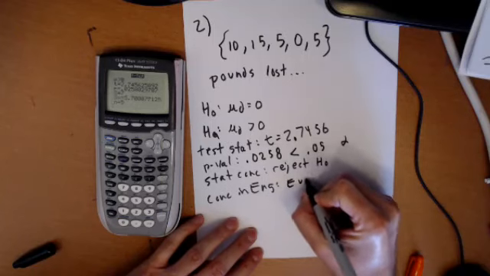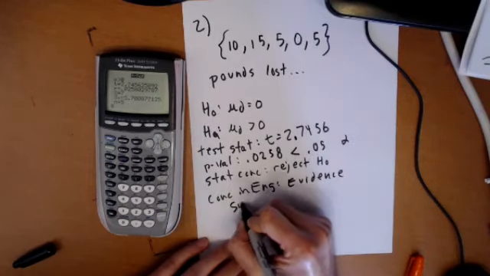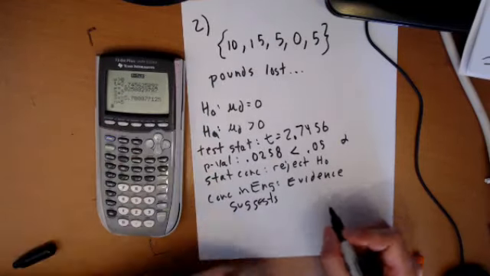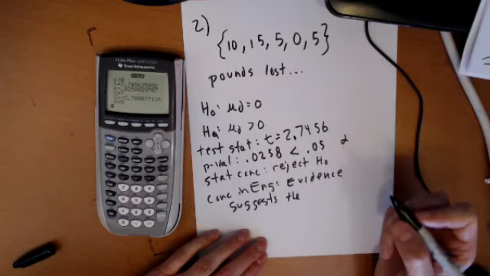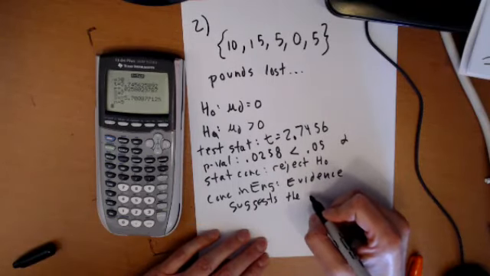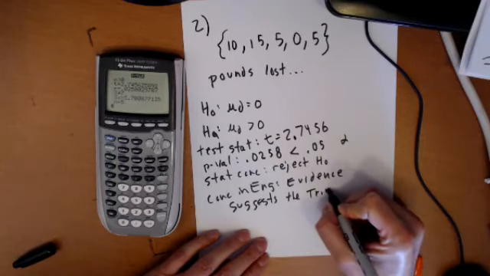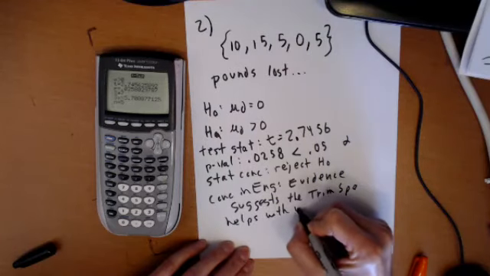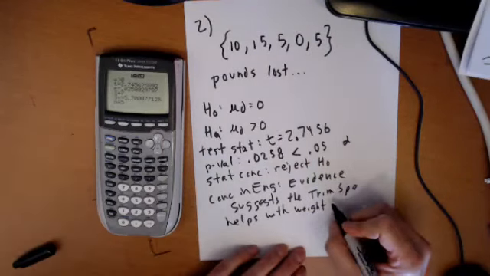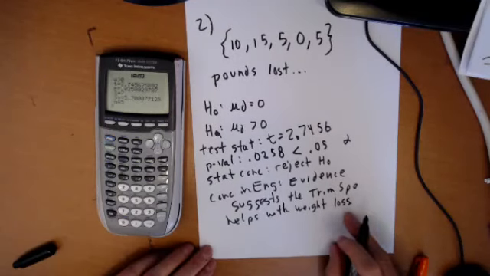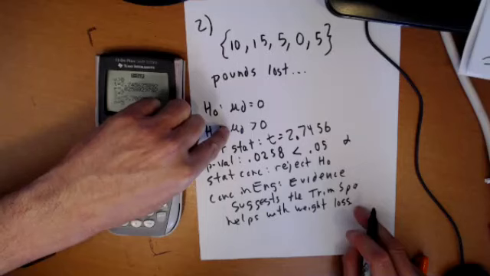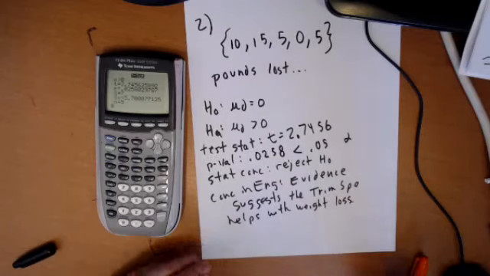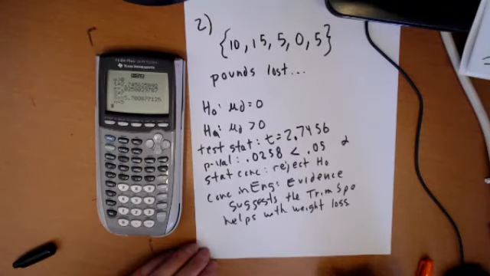Evidence suggests the mean weight loss is more than 0. Evidence suggests the Trim Spa works. So, because we're wondering if Trim Spa helps with weight loss, evidence suggests Trim Spa helps with weight loss. So we're just putting it in the context of the problem. You could have said evidence suggests the mean weight loss is greater than 0 when using Trim Spa. But I think this is a little bit simpler. Evidence suggests the Trim Spa helps with weight loss. Okay.